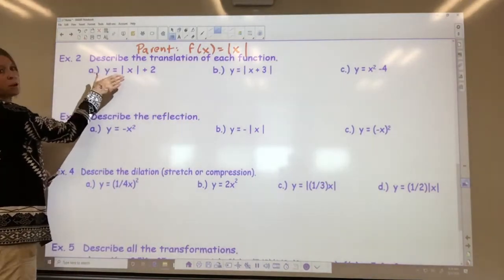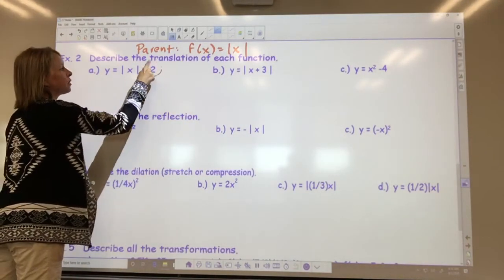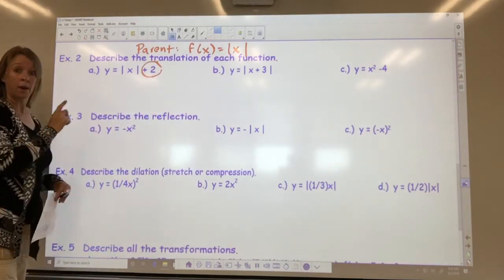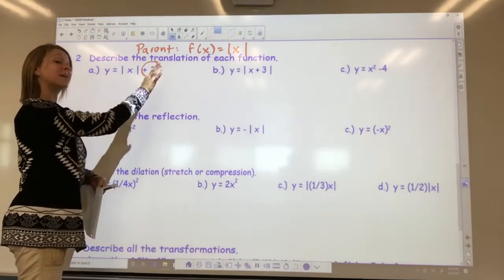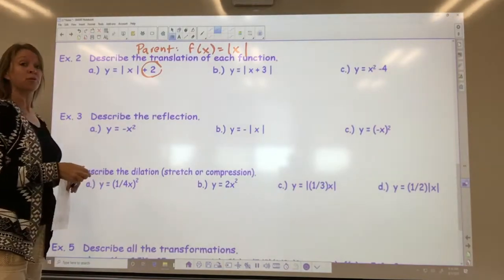So you're thinking, this is your parent graph. Now look at how this equation differs from that. Clearly we have added a 2, and look at where it's been added. It looks like it's on the outside of the absolute value bars.